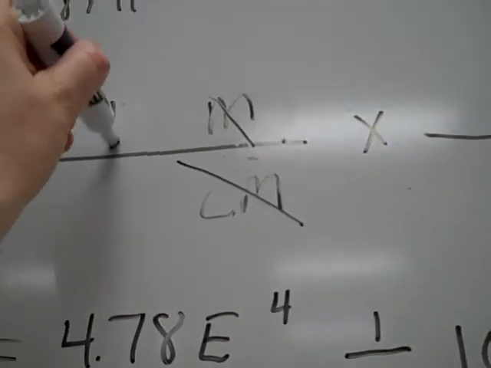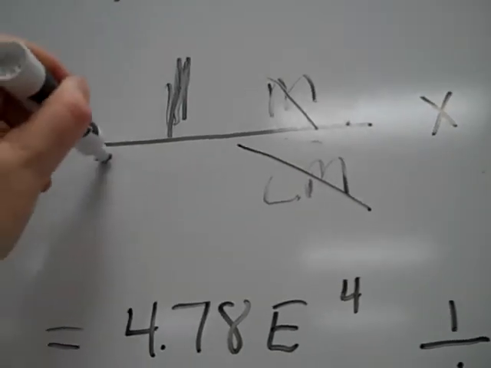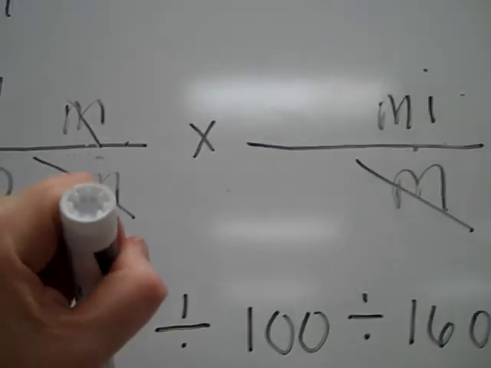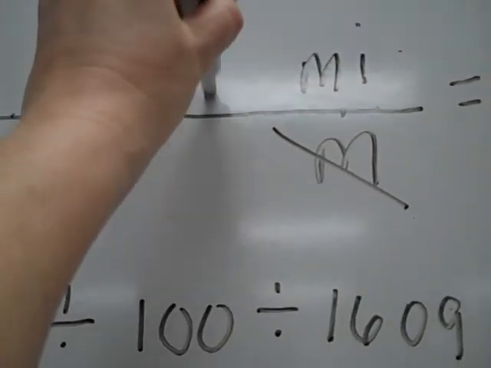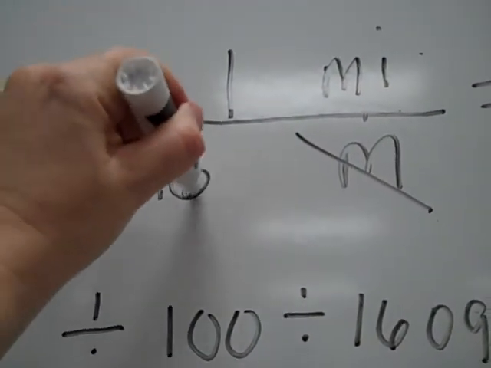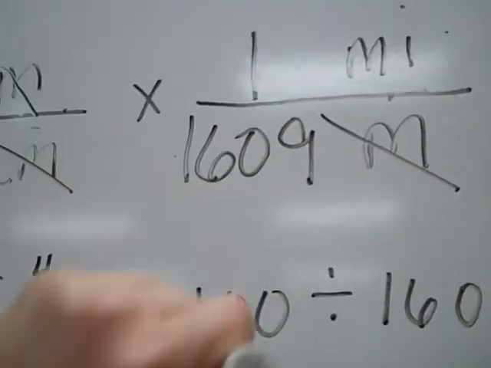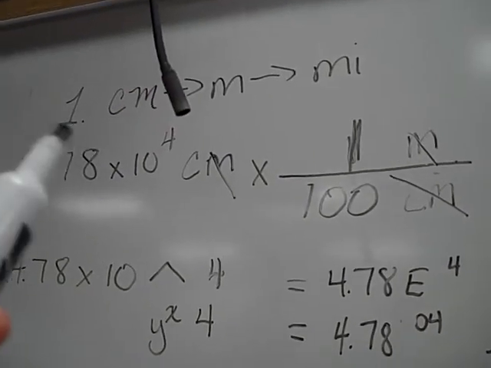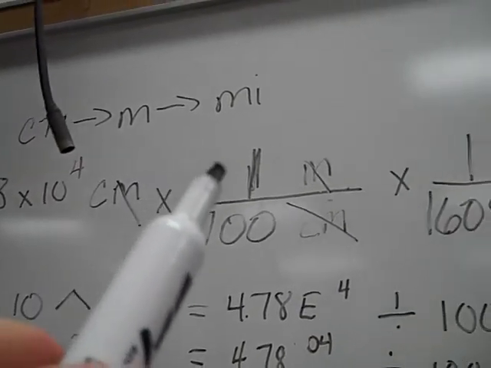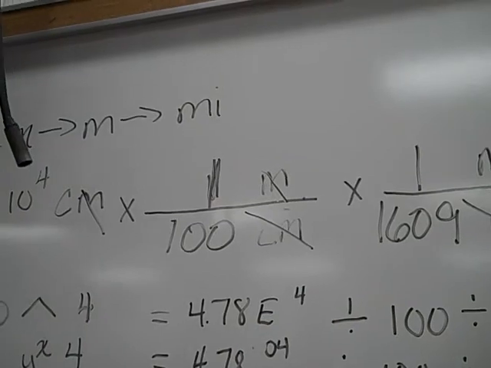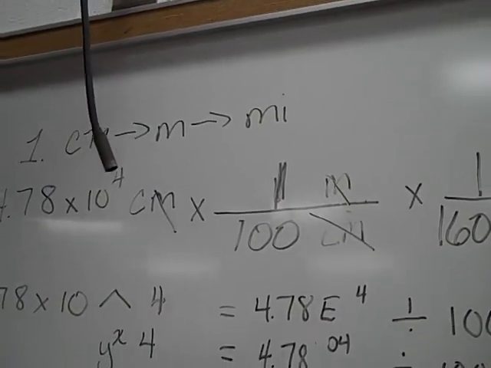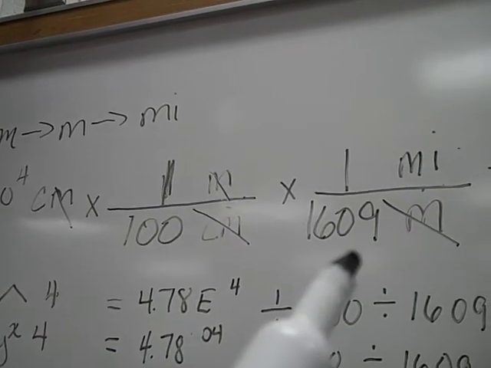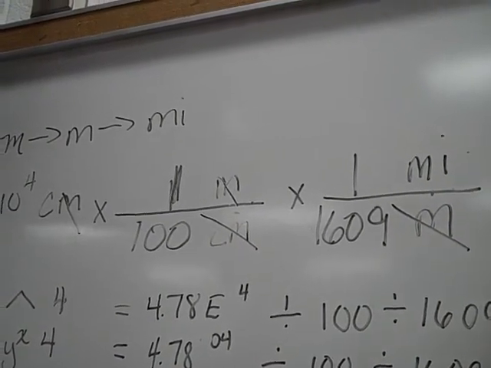We said that one larger meter was the same as 100 centimeters. We were given in a chart that 1 mile was the same as 1,609 meters. To solve, I will start with 4.78 times 10 to the 4th. I could multiply by 1 and 1 again, but I'd just end up with 4.78 times 10 to the 4th. I'm going to want to divide by 100, and I'm going to want to divide by 1,609.